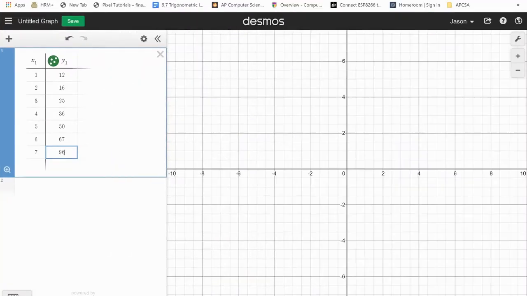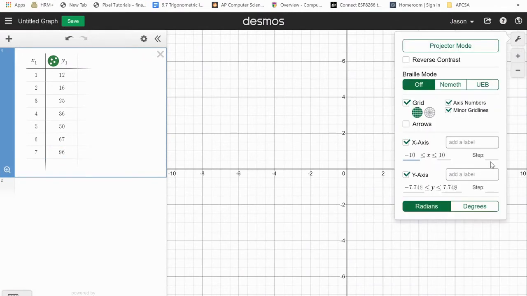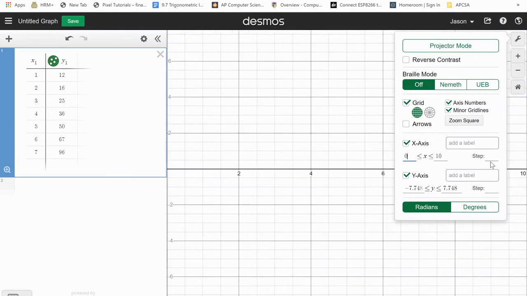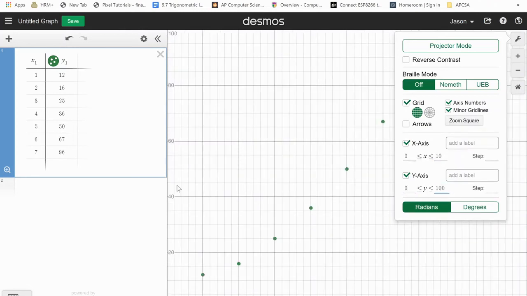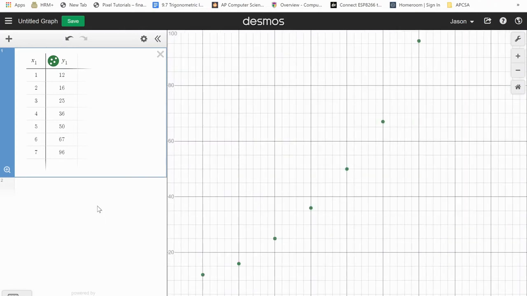I'm going to go ahead and maximize this. And let's adjust the scale so I can see it a little bit better. I'm going to go from 0 to 10 on the x-axis, and then we'll go from 0 to 100 on the y-axis. That way I can see all my points.